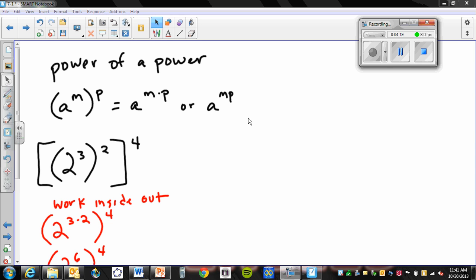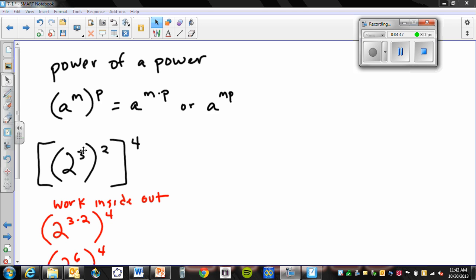Now we need to talk about power of a power. It's basically anytime you see an exponent with parentheses or brackets, and then another exponent outside of that. All you have to do is multiply these two numbers together. So a to the m, that quantity to the power of p, is just a to the m times p.